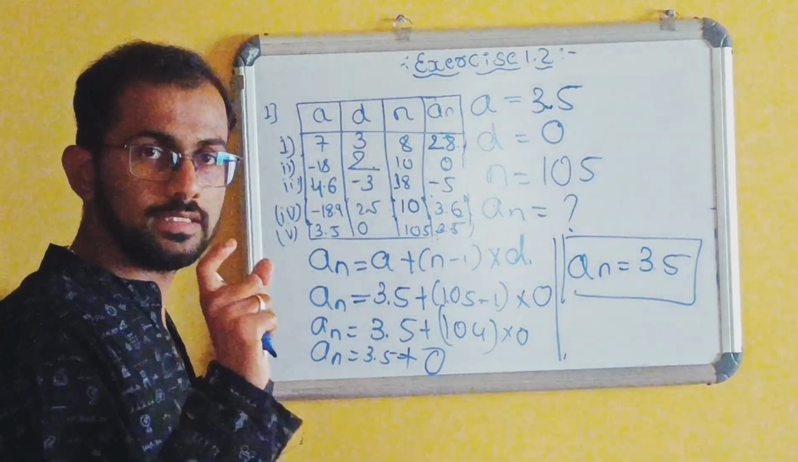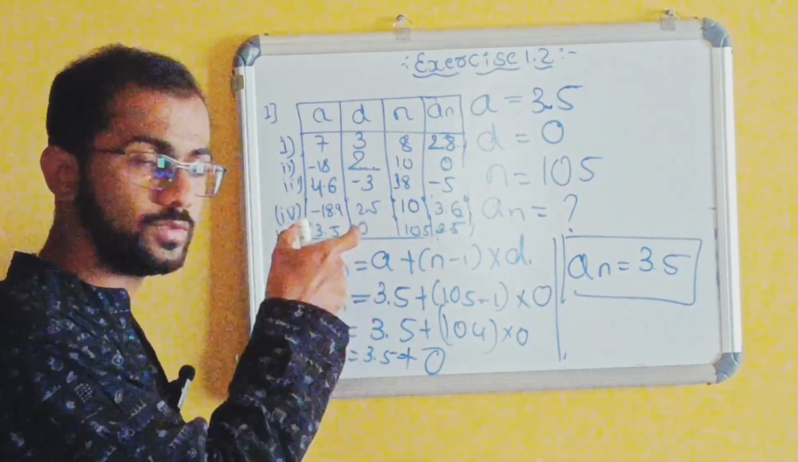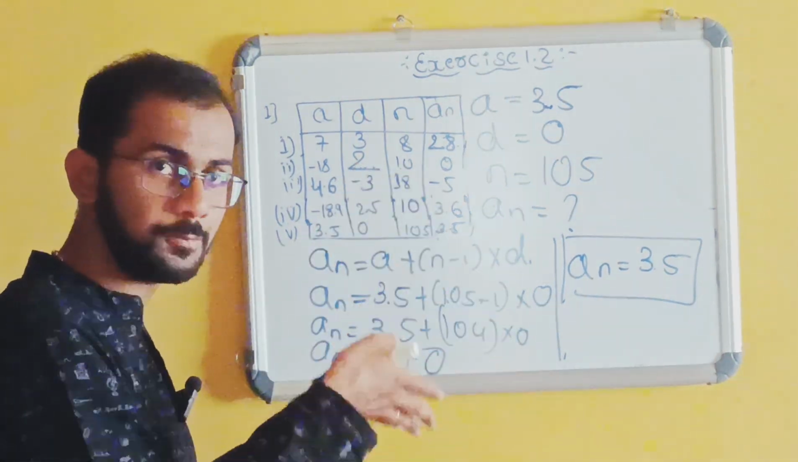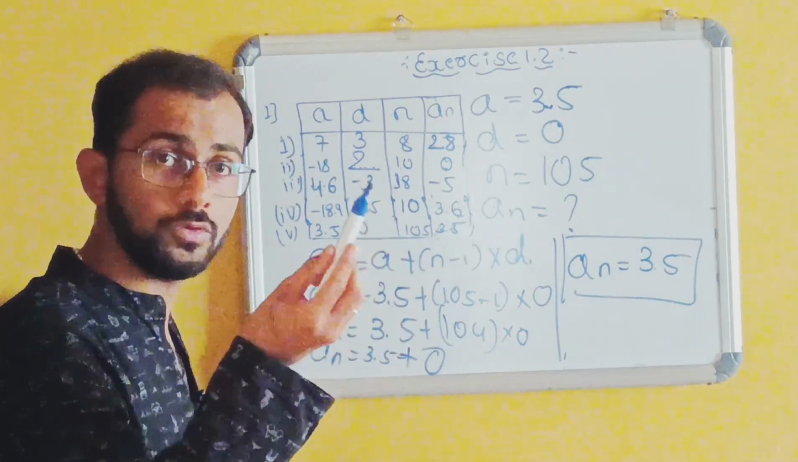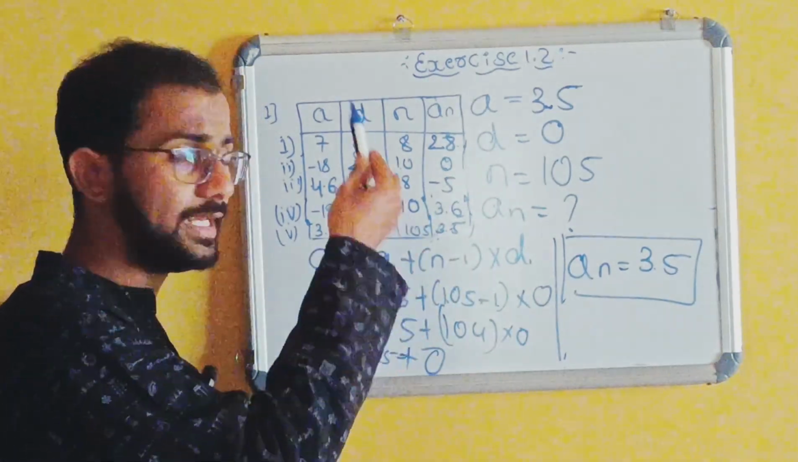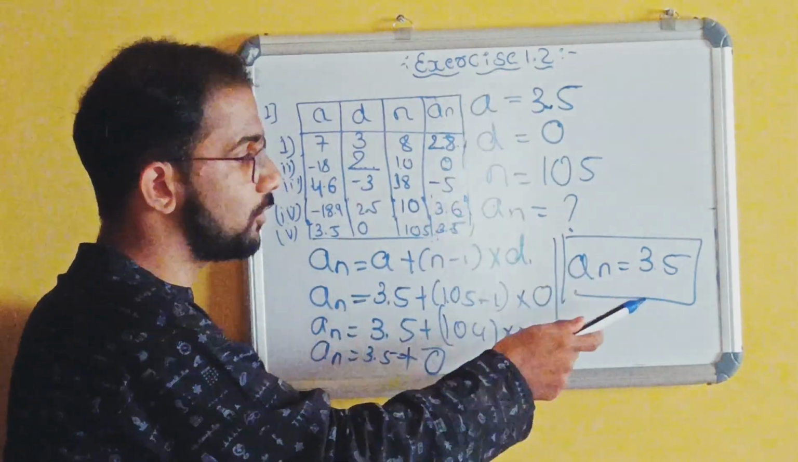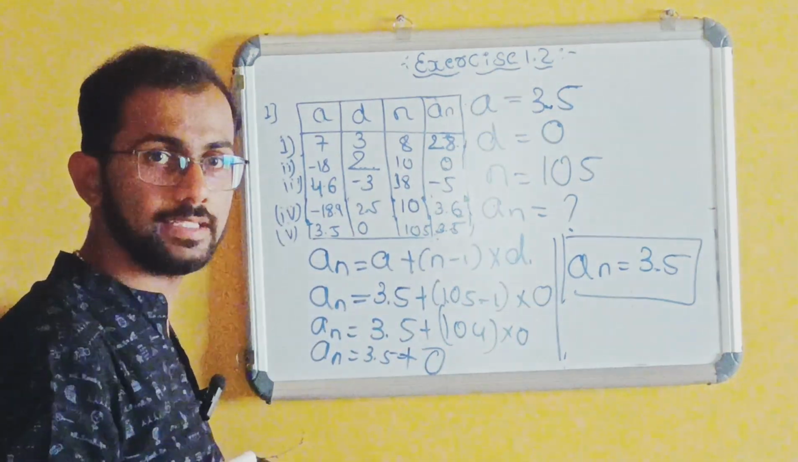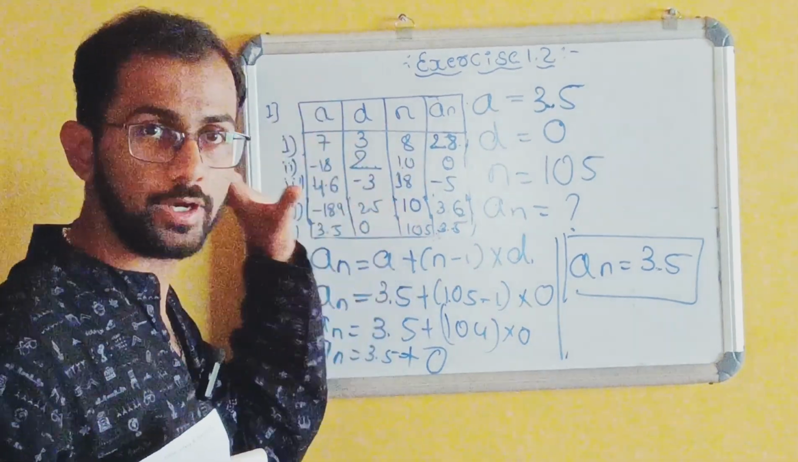So here the common sense is, if you add 0 to this first term, 3.5, 3.5 plus 0 is 3.5. If you add 0 any number of times, the answer remains the same. That's why the last term of the sequence remains the same. That is the given. All about the first question of exercise 1.1.